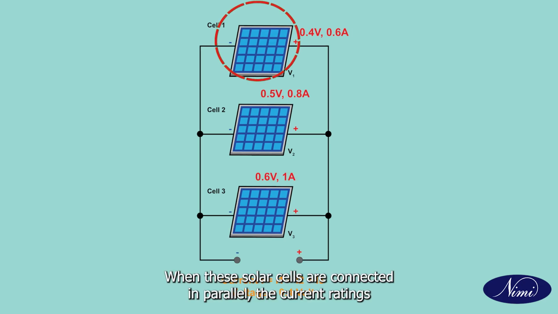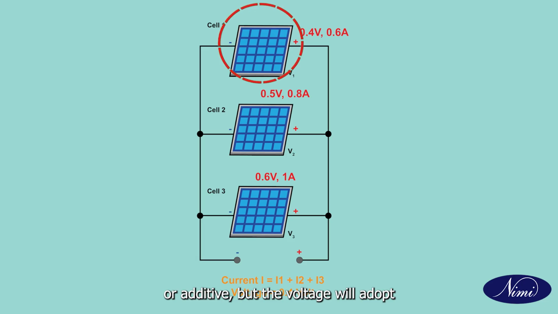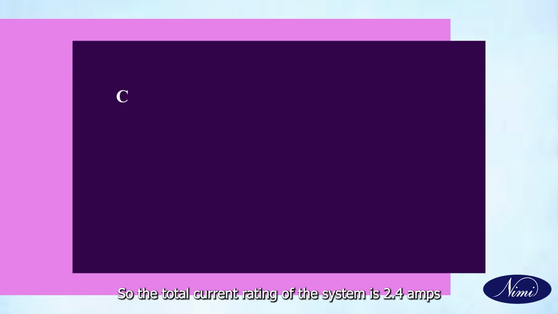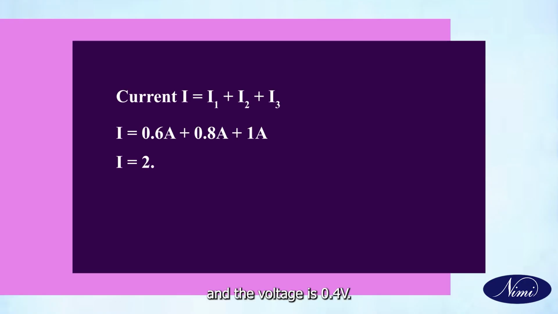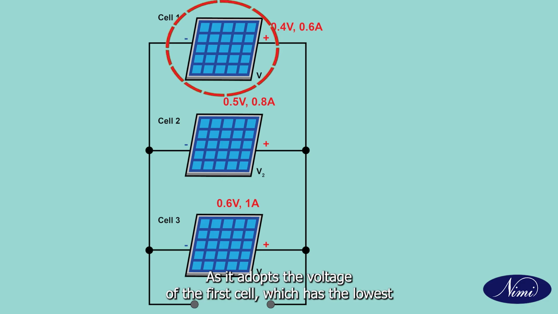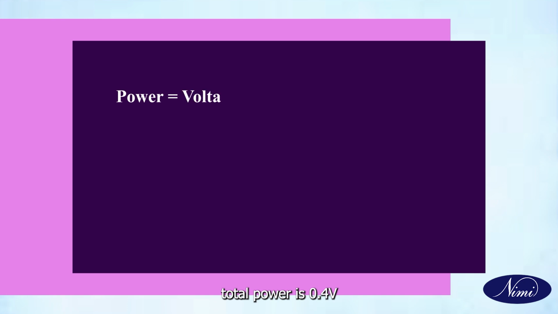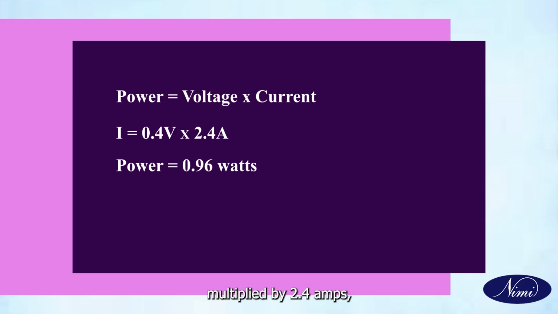When these solar cells are connected in parallel, the current ratings are additive, but the voltage will adopt the lowest voltage rating among the cells. So, the total current rating of the system is 2.4 amps and the voltage is 0.4 volts, as it adopts the voltage of the first cell, which has the lowest voltage rating among all the cells. So, total power is 0.4 volts multiplied by 2.4 amps, which is equal to 0.96 watt.